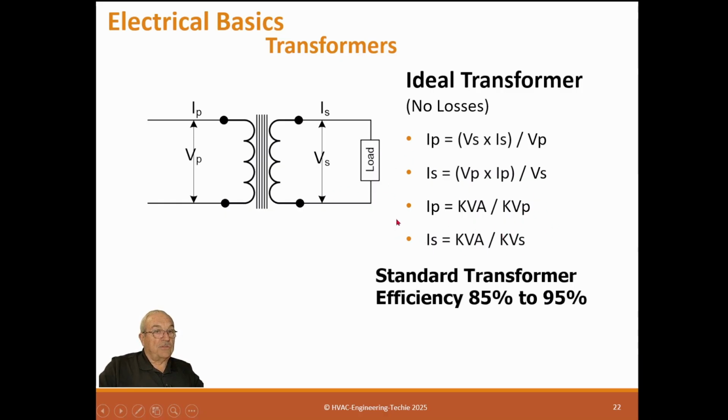Standard transformer efficiency is from 85 to 95%, which means an 85% transformer will run a lot hotter than a 95% transformer. Now, that's a pretty significant difference.